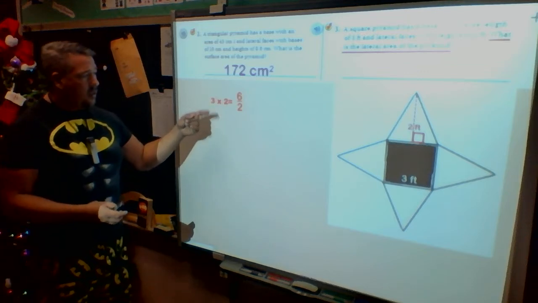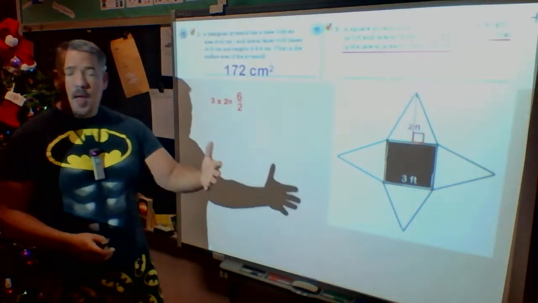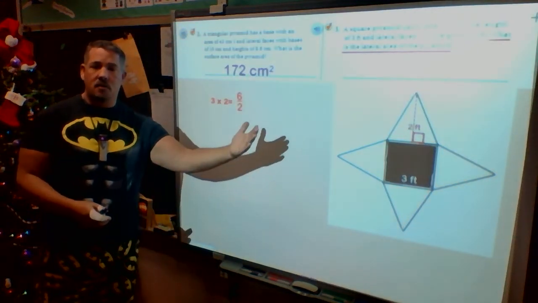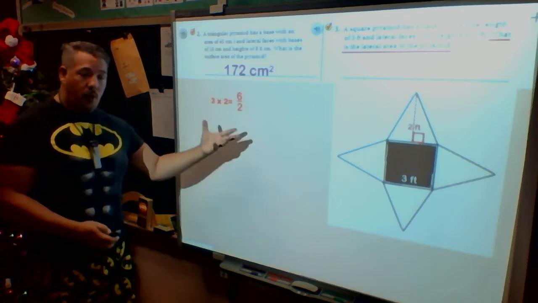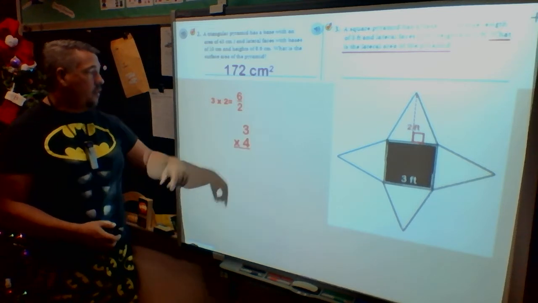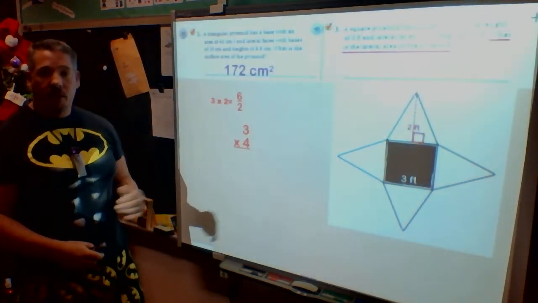So I take my base of 3, and I take my height of 2, multiply it together. 3 times 2 is 6. It's a triangle, so I have to divide that by 2. So I know the area of each triangle is just 3. 3 what? Well, here it tells me that I have feet, so it'd be square feet.